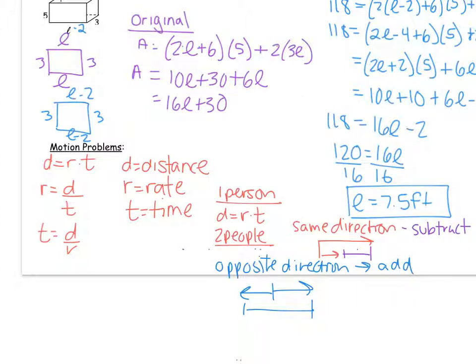I usually say vowel O goes with vowel A. Just a little memory clue there, not a big deal. Same direction, subtract; opposite direction, you're adding. And keep in mind, if they are traveling the same distance, then rate times time is going to equal rate times time.